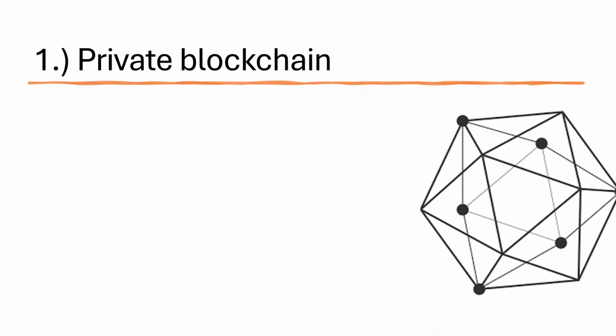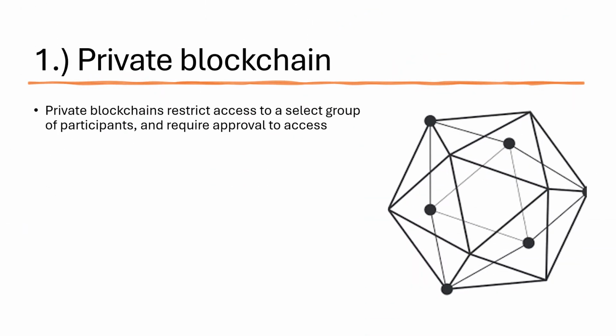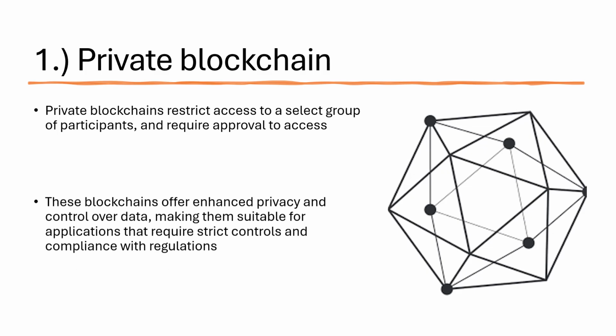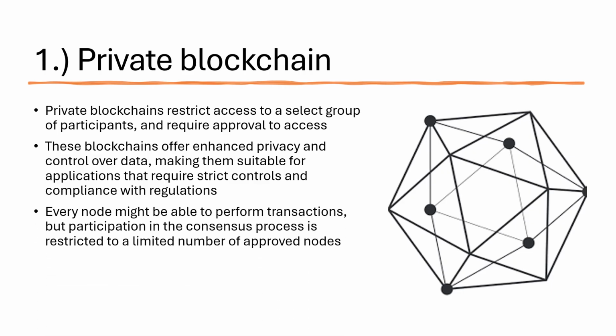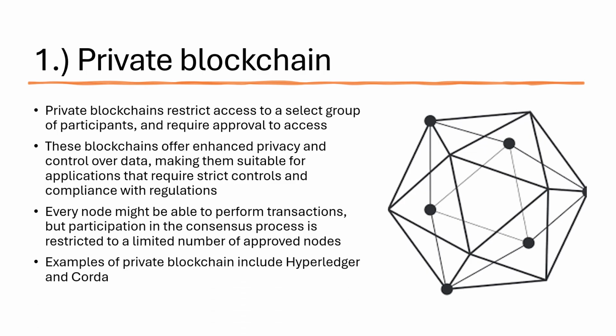Private blockchain. Private blockchains restrict access to a select group of participants and require approval to access. These blockchains offer enhanced privacy and control over data, making them suitable for applications that require strict controls and compliance with regulations. Every node might be able to perform transactions, but participation in the consensus process is restricted to a limited number of approved nodes.